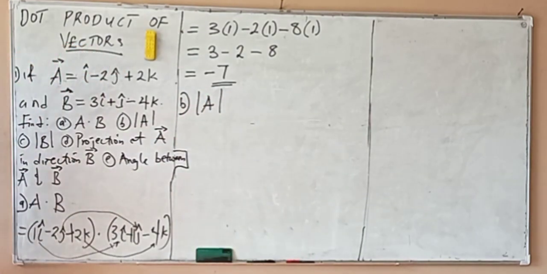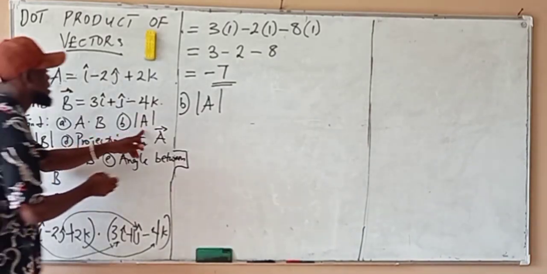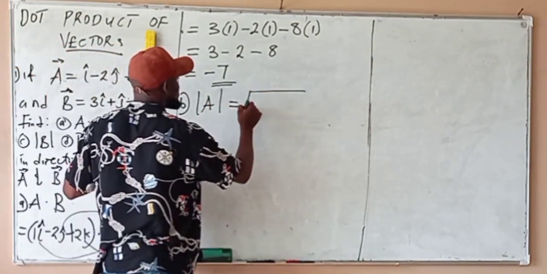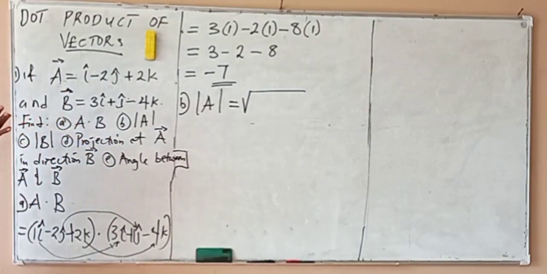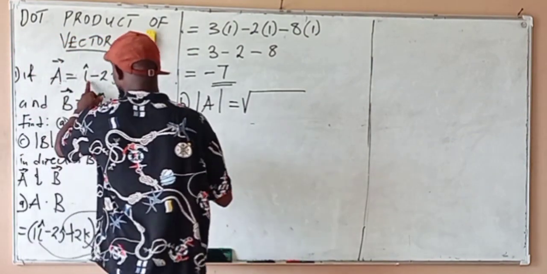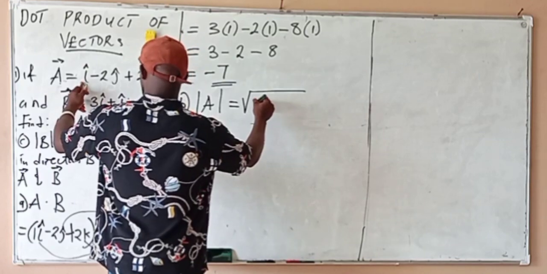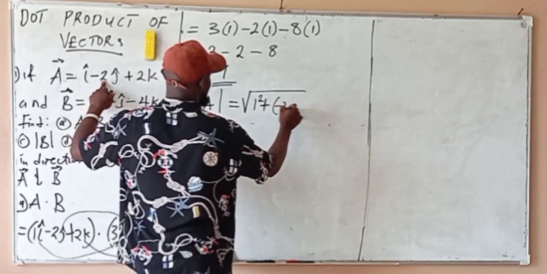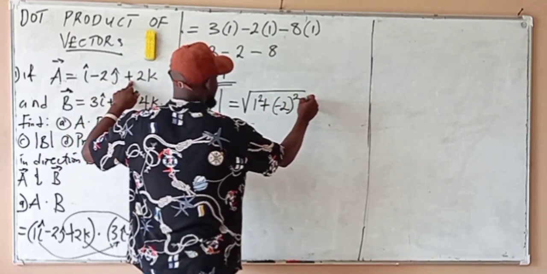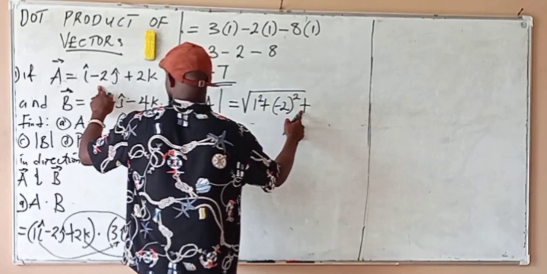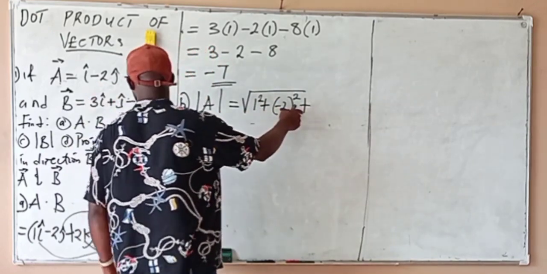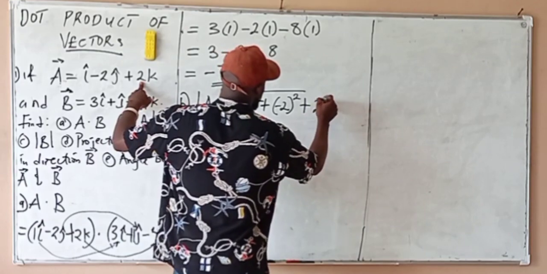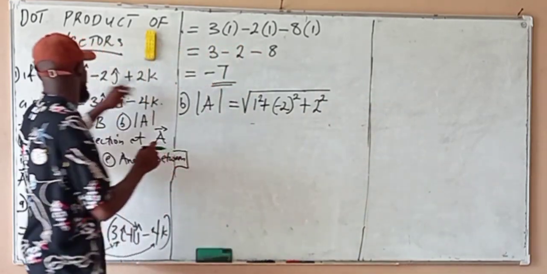Now look at the magnitude of the vector, or the size of the vector. The magnitude of A means we should take the square root of the coefficient of I square plus coefficient of J square plus coefficient of K square. So what is the coefficient of I? I told you we have an imaginary 1 here. That would be 1 square. Then plus what, coefficient of J? Minus 2 square. Since you are looking for the magnitude, the sign between them must be plus. Then what is the coefficient of K? That is 2 square. Don't take the unit vector, just take the coefficient.